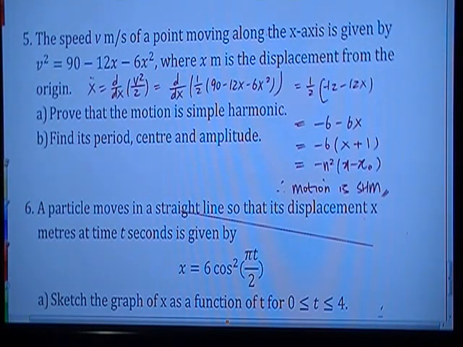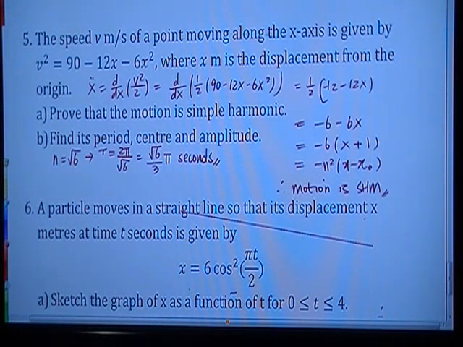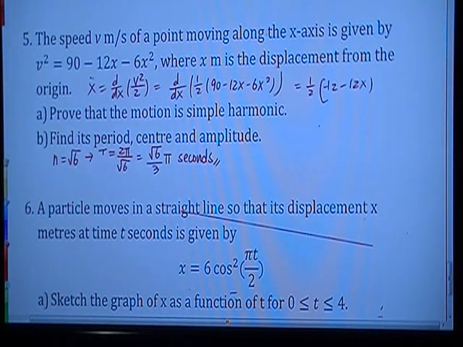You would have to go period. Well, your n squared equals 6, so your n is equal to root 6. T is equal to 2 pi on root 6. Well, that's like, what is that? Root 6 on 3 pi seconds. You should just get into a habit of rationalizing. It's good practice anyway.